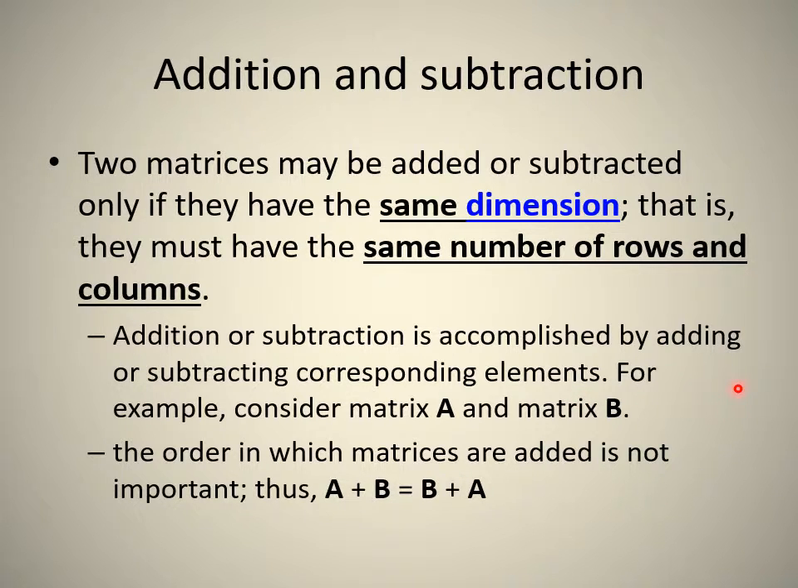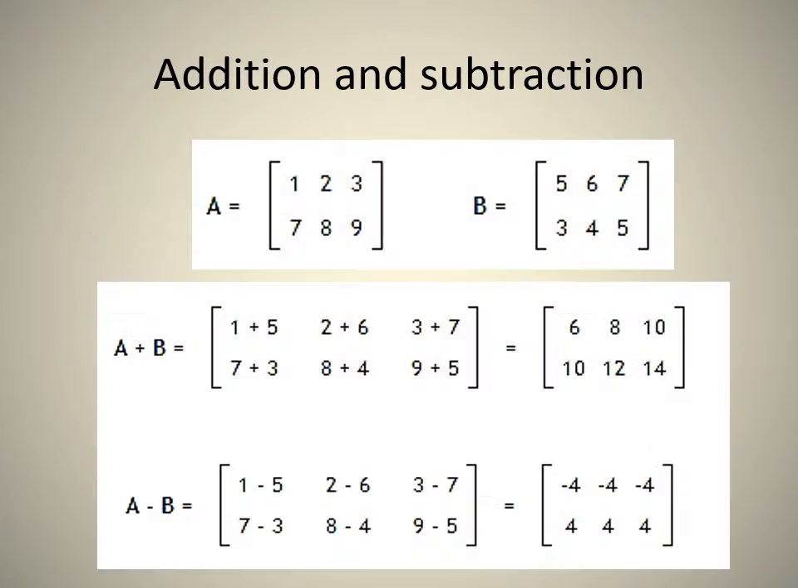For example, if you have matrix A and matrix B, in order to add the two matrices together or subtract from each other, it doesn't matter whether the sequence of events. So A plus B equals B plus A. You will see later on when we discuss multiplication that might not be the case. But in terms of addition, it doesn't matter in what order you add the two matrices.